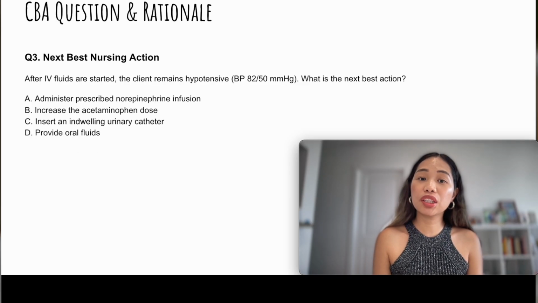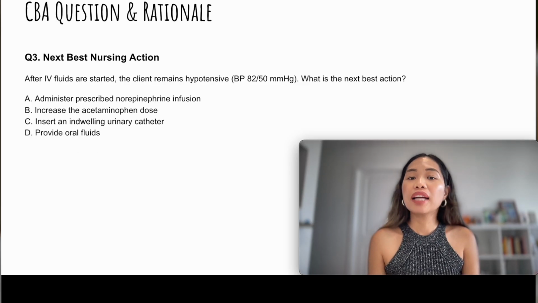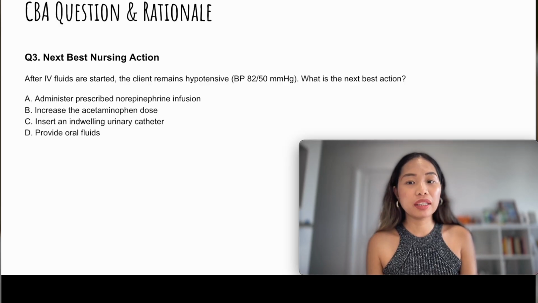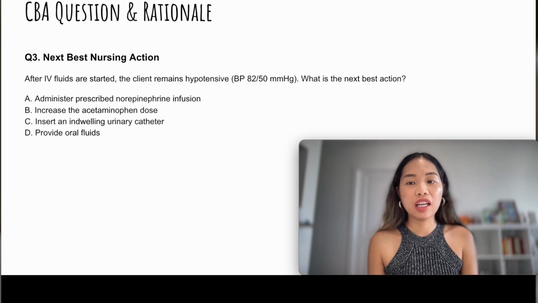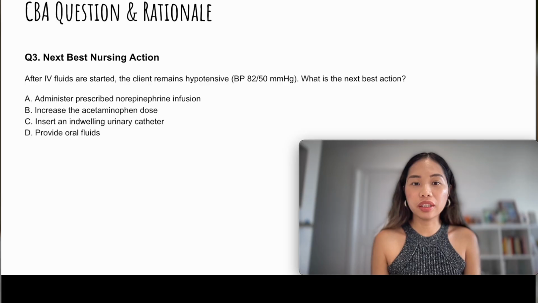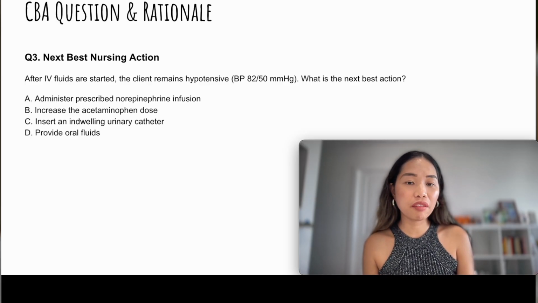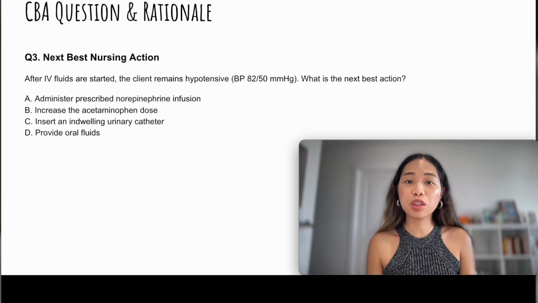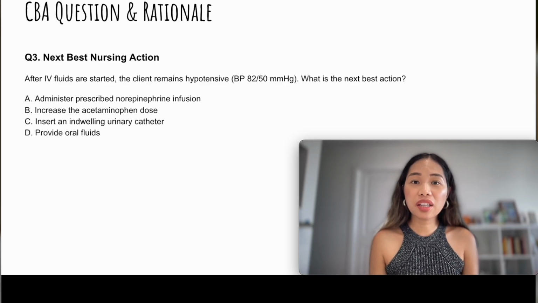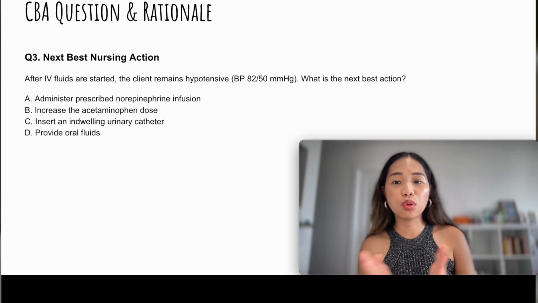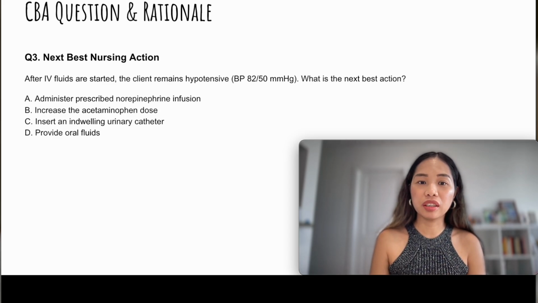After IV fluids are started for your patient, the client still remains hypotensive, 82/50. What is the next best action? Basically, the question is telling you that you have already started IV fluids, but it's not working. Since it's not working, you need to do something else. So what is the next best action?